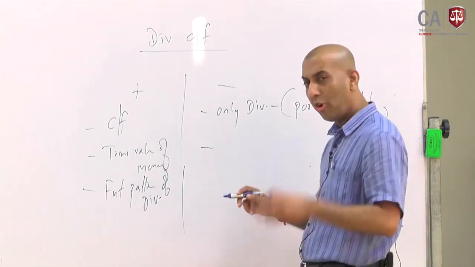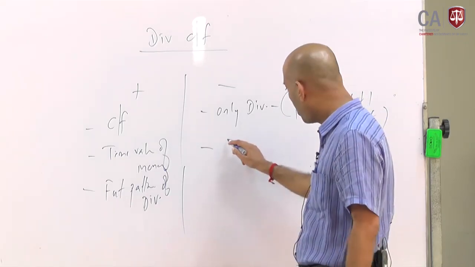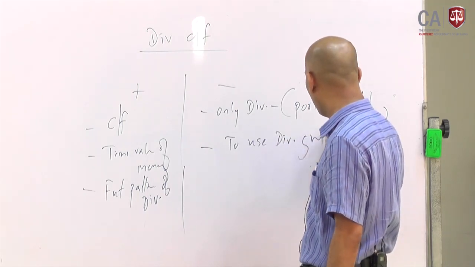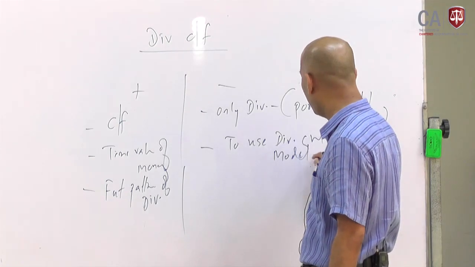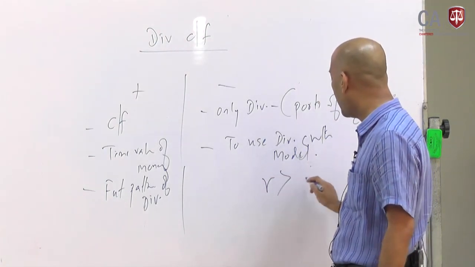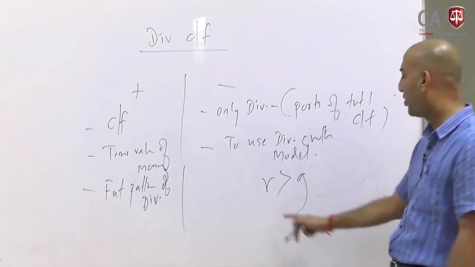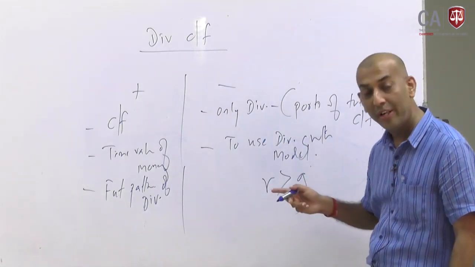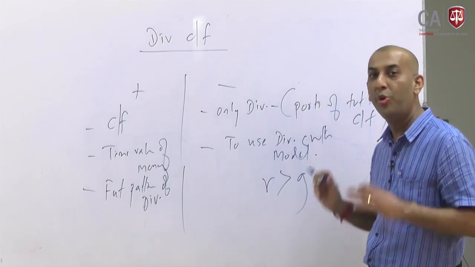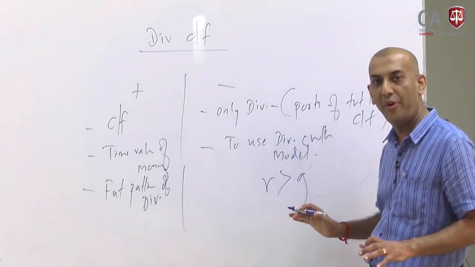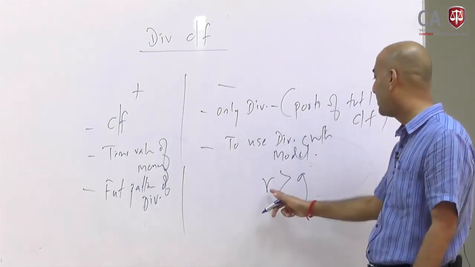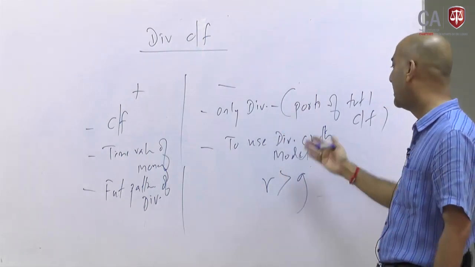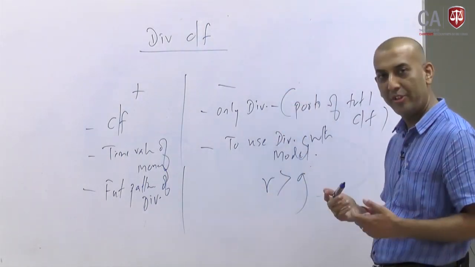Minus, according to the dividend growth model, to use the dividend growth model, what we looked at, your R has to be more than G. Your required rate of return of the investor should be more than the growth rate. If it is not, you will get a minus value. In valuation, please note, you don't have a minus value. The lowest value you can get in valuation is zero. So please note, R has to be more than G to use the dividend growth model. So that's another limitation of the dividend cash flow based valuation.